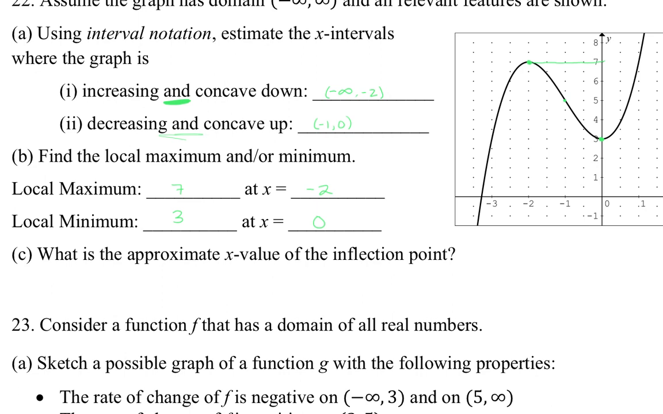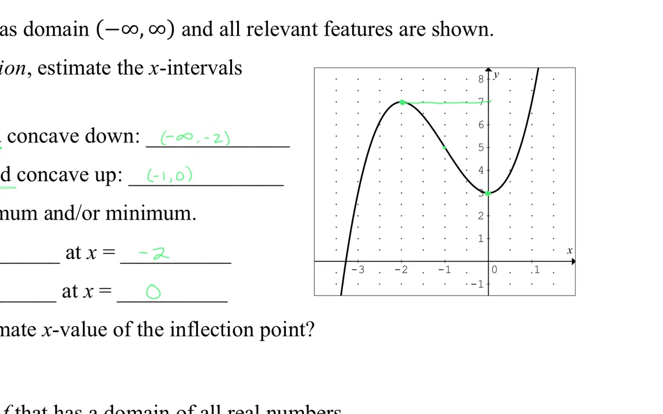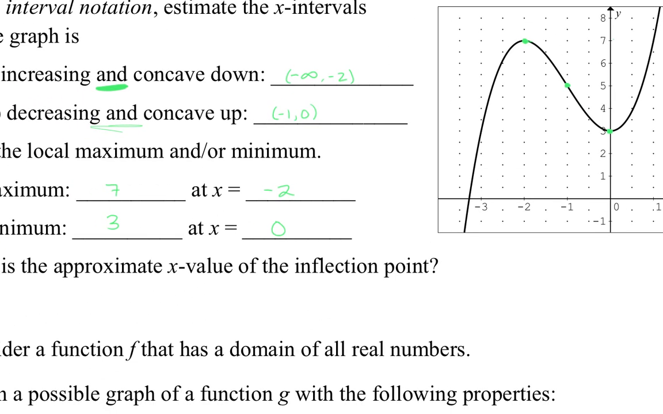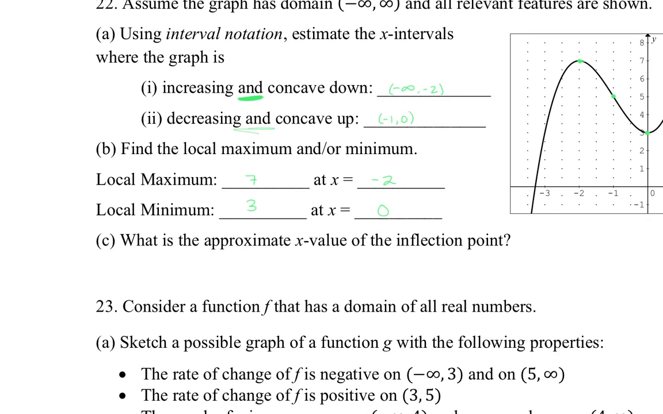Now, what is the approximate x value of the inflection point? That's going to happen between our maximum and our minimum. From my perspective, it just looks like that's happening here at x equals -1. So that's what I'm going to use. X equals -1. Perfect.